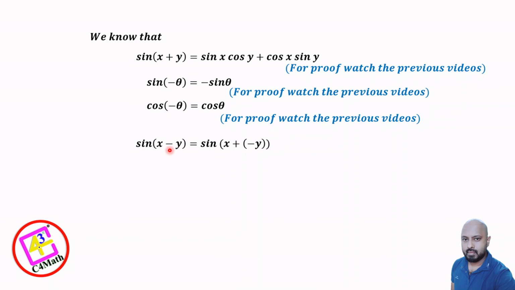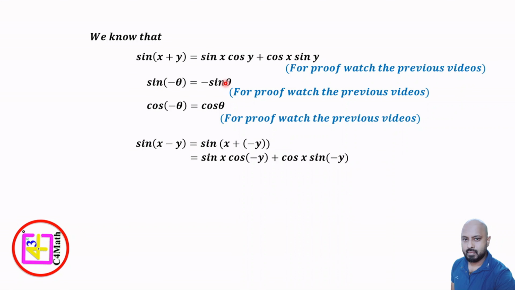Then we arrange x minus y like this because we know the relation for sin(x + y). That means we arranged sin(x - y) like this. Plus of negative, we know, is minus. Next, we can apply the sin(x + y) formula, that is sin x cos y + cos x sin y. Here with negative y, if you write it, we will get sin x cos(-y) + cos x sin(-y).